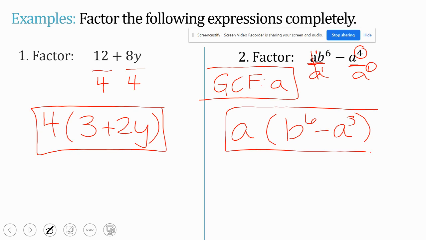Make sure you put your answer, you can box it so you know that's your final answer. Distribute either on your paper or in your head if you want to check your work. But yeah, that's it. So just make sure you identify your GCF from your numbers, and if you have variables, you take out the variable that has the smaller exponent.